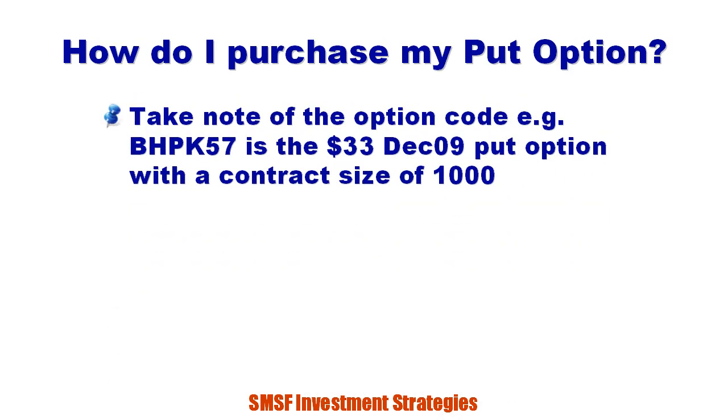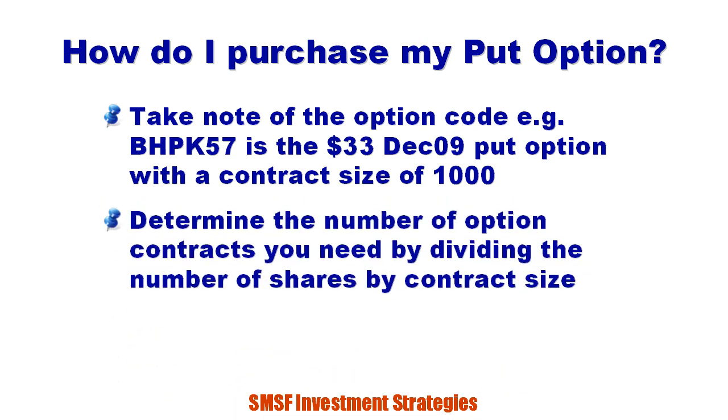How do I purchase my put options? Once you have decided which put options to buy, make a note of the option code, strike price, expiration month, and the contract size. For example, BHP K57 is the option code for the $33 December 09 put option with a contract size of 1,000.